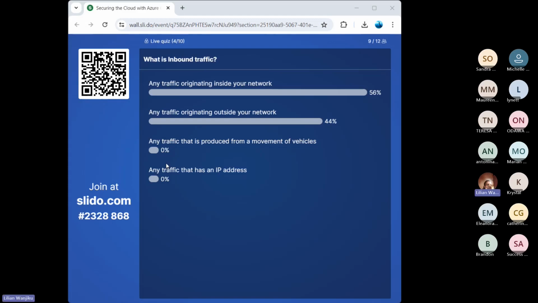You can see the correct answer. I'm not sure why you selected inside your network, but let's proceed with the correct answer. The correct answer is outside your network, because inbound traffic is like in a WhatsApp situation. When you're sending messages to someone, that is outbound. But when you receive a message from someone, that is inbound. It's like it's getting into your network. So be careful with the terms. When you see inbound, just think of that scenario and then you'll get the correct answer.